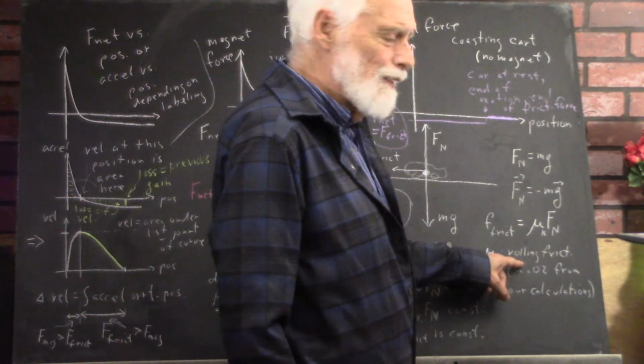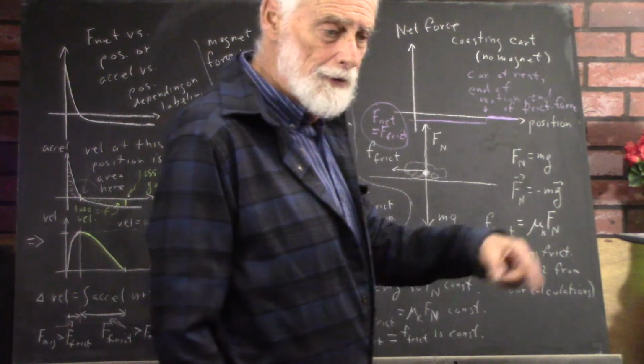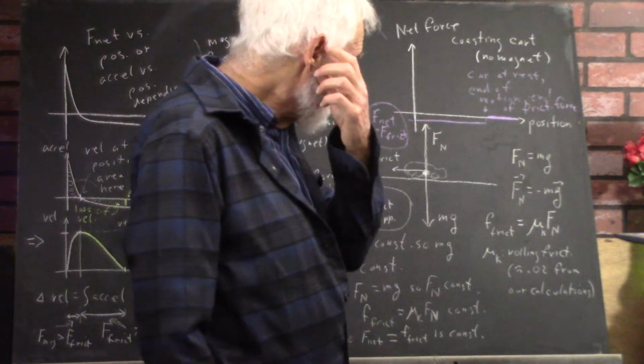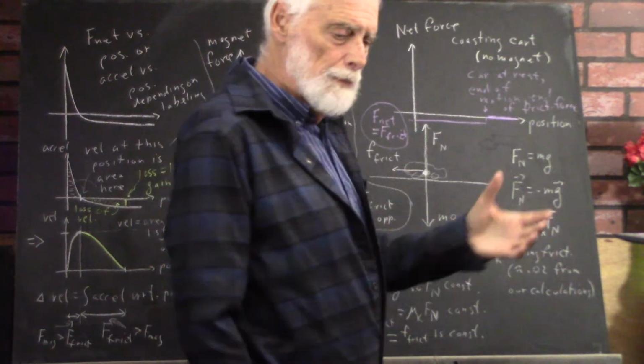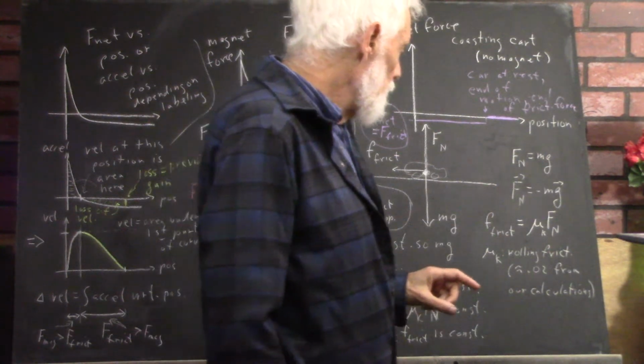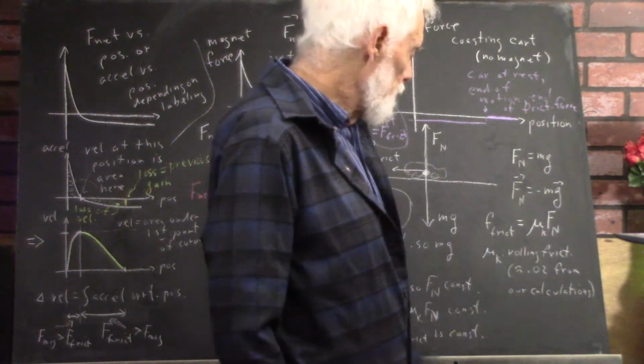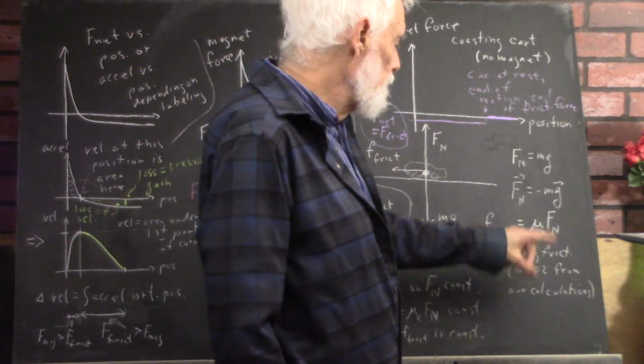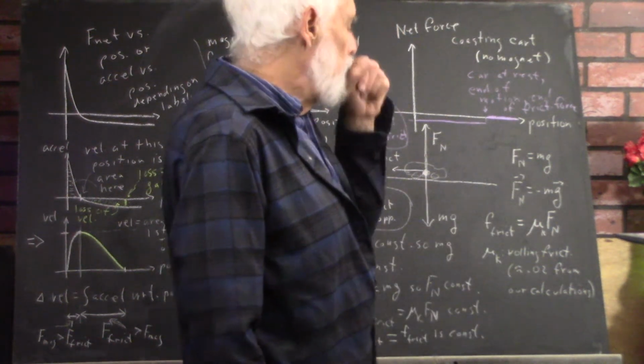Actually, that's rolling friction in this case. We might use a mu sub r for that, but I think your book just uses a mu sub k and a mu sub s. I could be wrong. So I use mu sub k just so as not to confuse the notation, but that is a rolling friction.